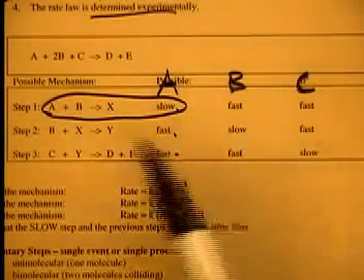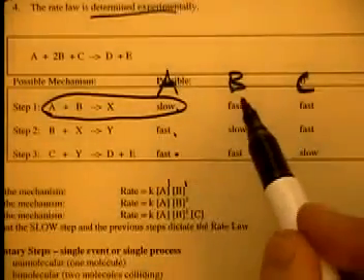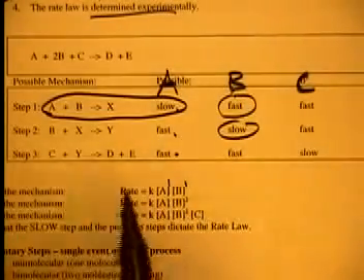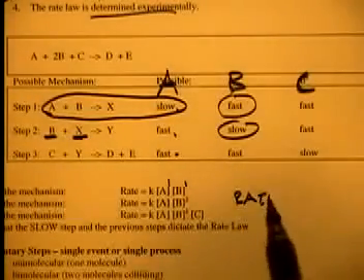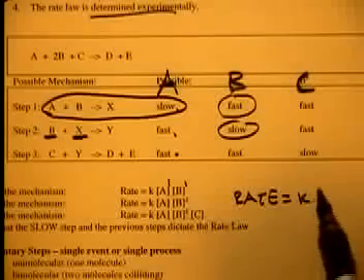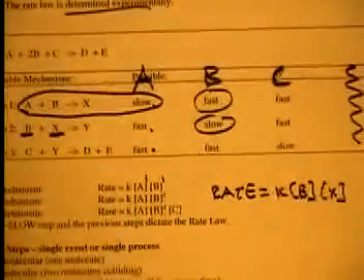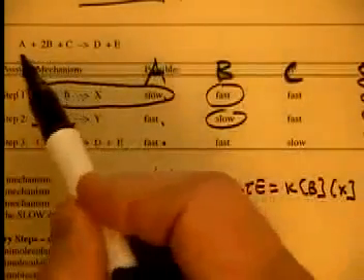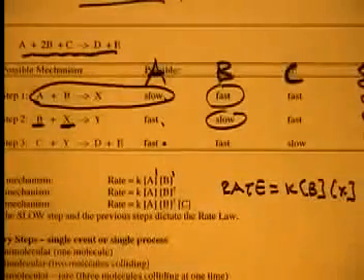If you look at the mechanism possibility of being B, you can see we've got fast. Now here's the slow step. And so technically the rate expression should be B times X. So rate should be equal to the K concentration of B times the concentration of X. But the problem is that X is an intermediate. It's not in the overall reaction up here. So X can't be part of the rate expression.